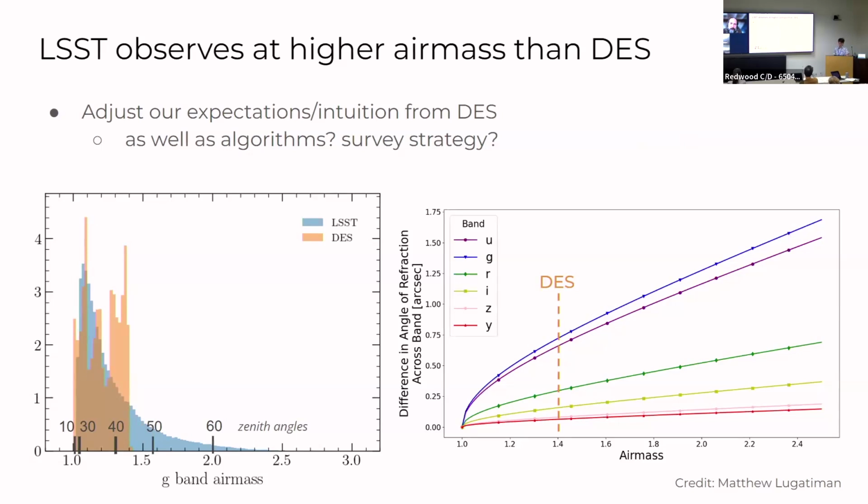And so this kind of poses two questions: whether the algorithms developed on DES will be sufficient, and should we be addressing this with algorithms, or should we think about altering the survey strategy or making a metric for the survey cadence people that uses this information to inform the decisions.